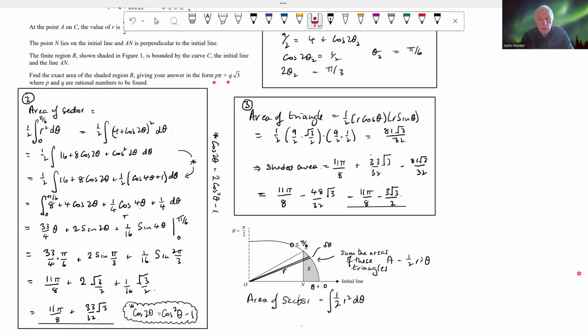All right. So that's it. So, quite a nice problem. Actually, when you look at the steps, it's not really too difficult. Polar integration does seem to catch a lot of students out, but really it shouldn't be that difficult.